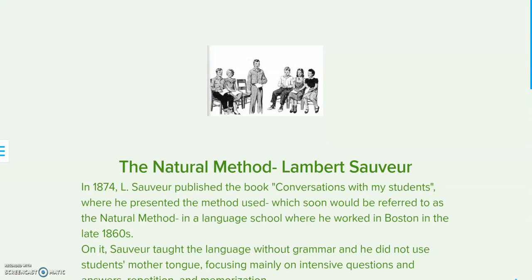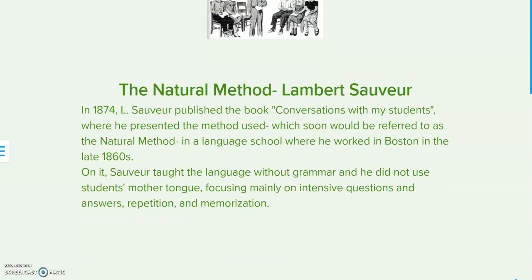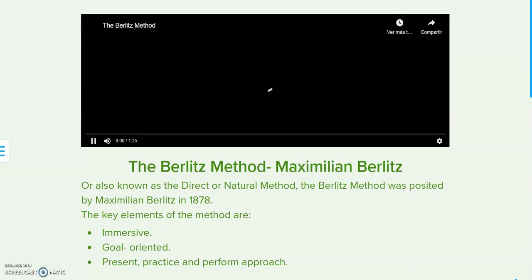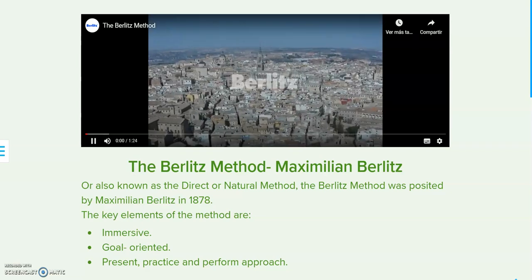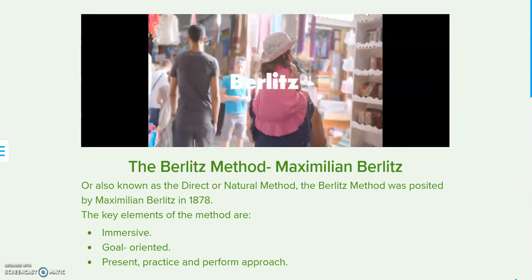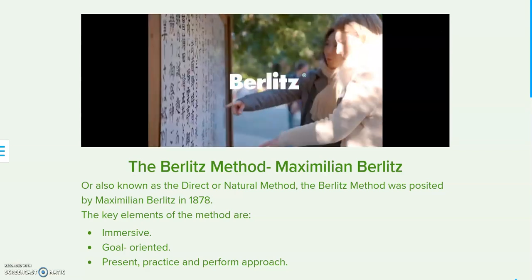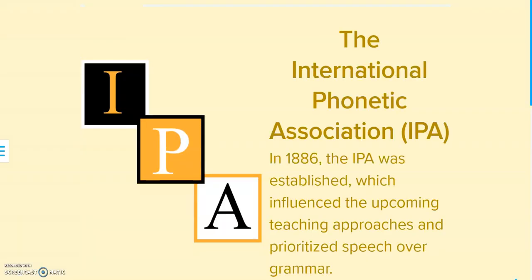As mentioned before, after the grammar translation method began to decline, many new methods emerged, and the first that we will mention is the natural method by Xavier, which he used in a school in the 1860s. In it, the mother tongue was not used. After that, we can point out the Berlitz method, whose key elements were that it was immersive, goal-oriented, and the present, practice and perform approach.